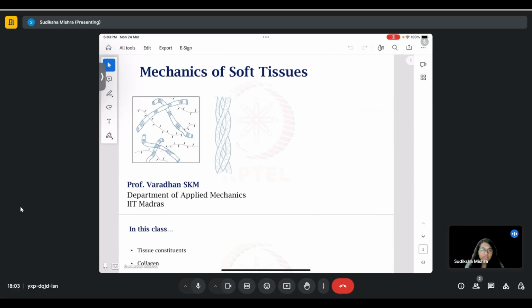We've looked at the concept of elasticity and the relation between viscosity and elasticity for hard tissues, different models that tell us how to analyze viscoelasticity. This week we'll be studying the mechanics of soft tissues. Now, by soft tissues, it's essentially ligaments, tendons, cartilage, etc.